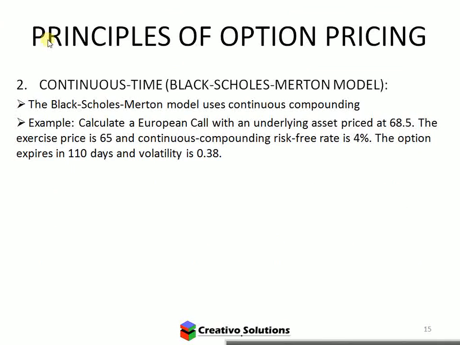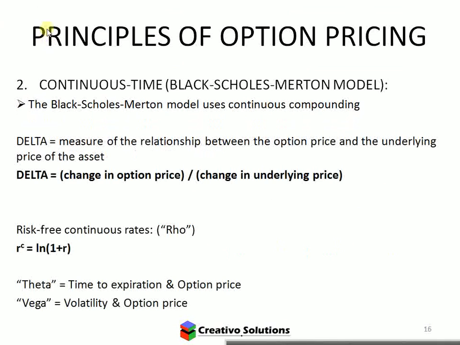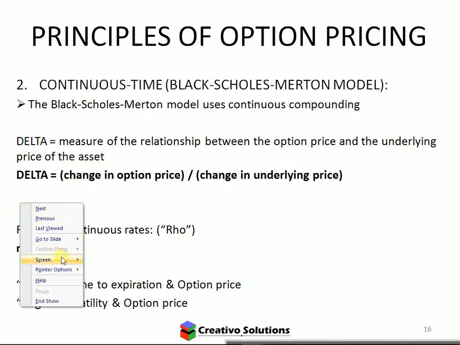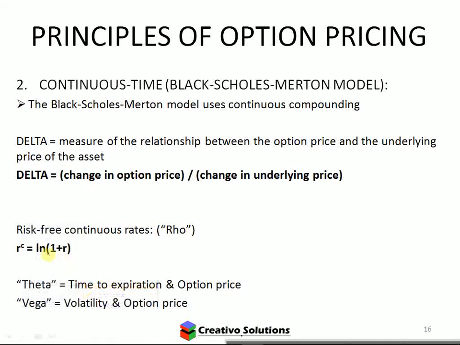The last few notes over here look at some considerations in terms of delta. So what is delta? This we actually looked at in 2601. Change in option price divided by the change in underlying. RC is the risk-free continuous rate, which you can convert to normal. Right, theta and vega. What do they represent? They represent measures, like rho. Rho is a measure, theta is a measure, vega is a measure: time to expiration and option price, volatility and option price.